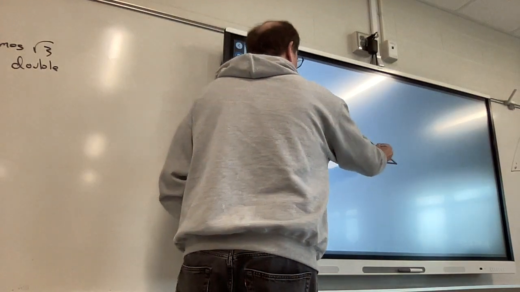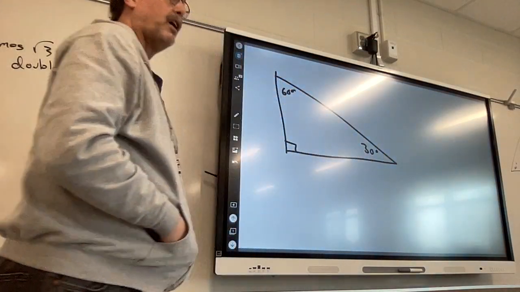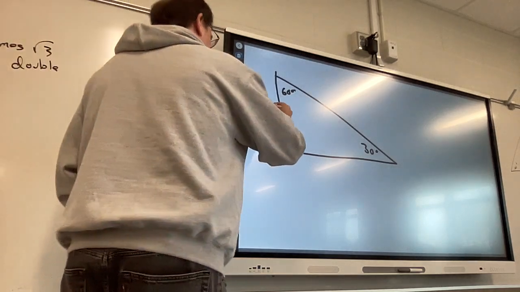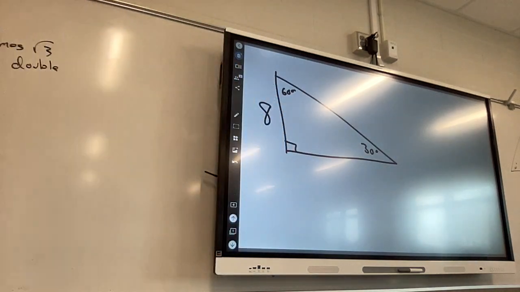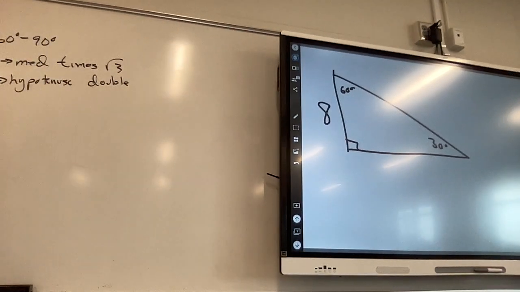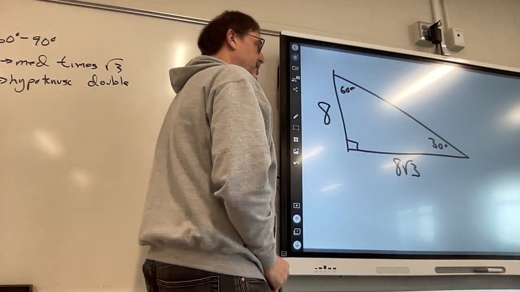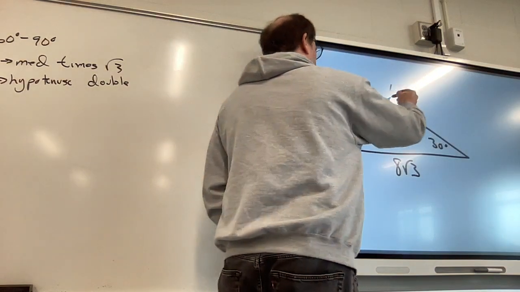That's 30 degrees, that's 60 degrees. Across from the little one is the little side. Across from the medium angle is the middle side. Across from the 90 is the hypotenuse. All right. The basic goes like this. That's the short side, it's 8. The short to the medium, across from 6, is just times root 3. And the short to the hypotenuse, you double it.